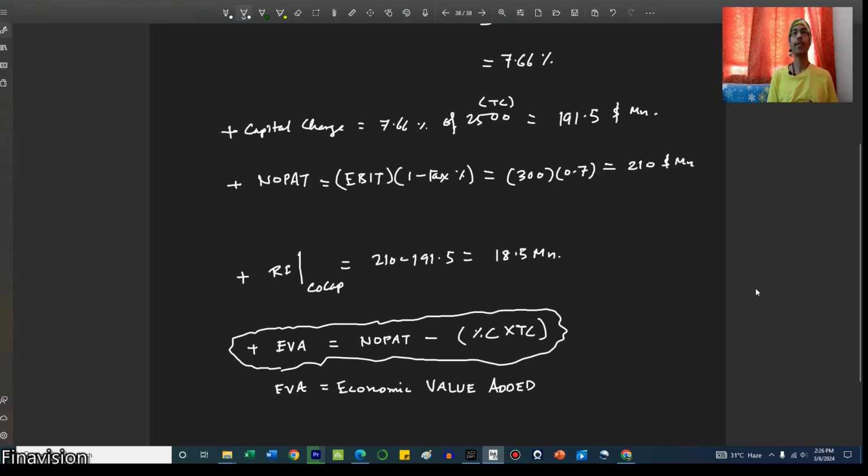Now if you want to calculate the residual income in percentage terms, it becomes 18.5 by the total capital. This is equal to 0.74%.